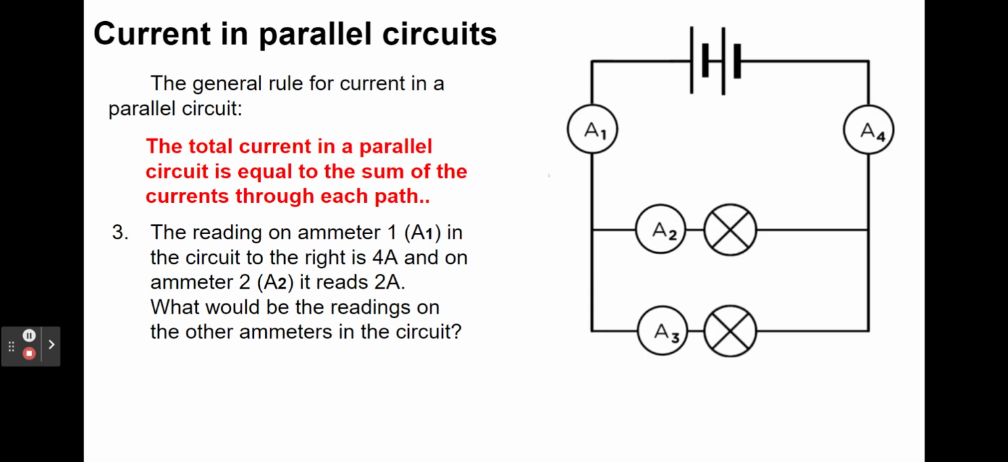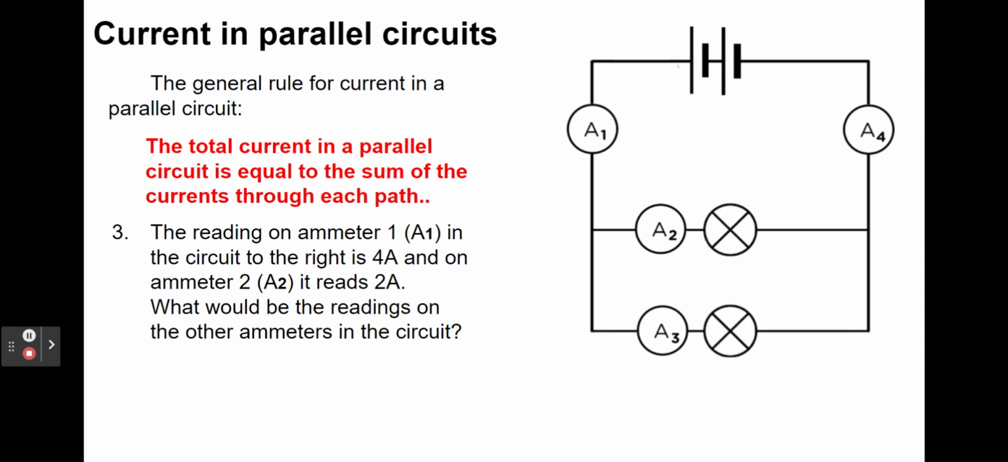Let's look at a parallel circuit. So in a parallel circuit, the rule for current is the total current in a parallel circuit is equal to the sum of the currents to each path. So what that means is the total current in the circuit is equal to current along this branch and along this branch. Okay, so let's have a look. The reading on ammeter 1 in the circuit is 4 amps and on ammeter 2 is 2 amps. What would the readings on the other ammeters be?